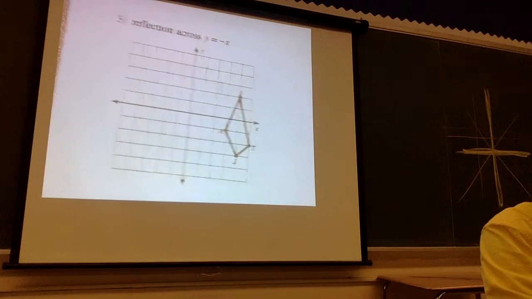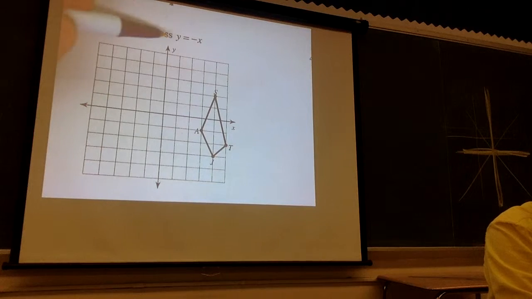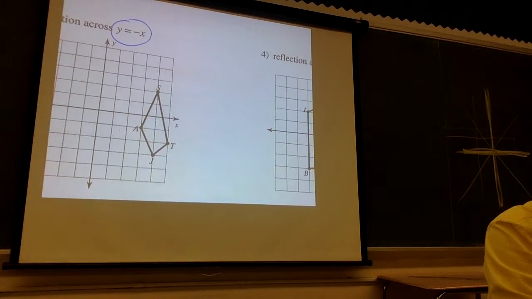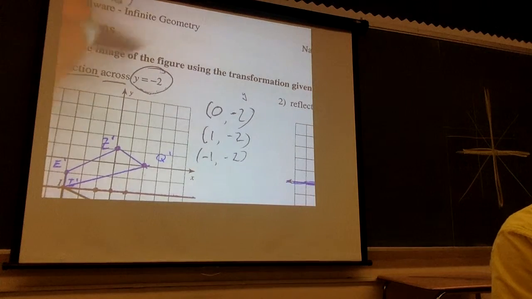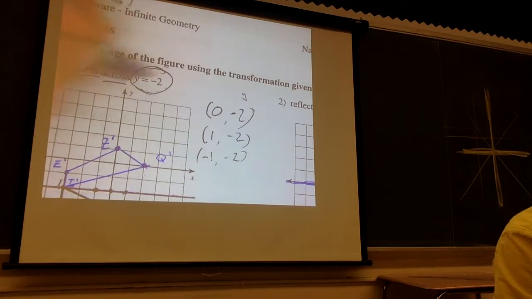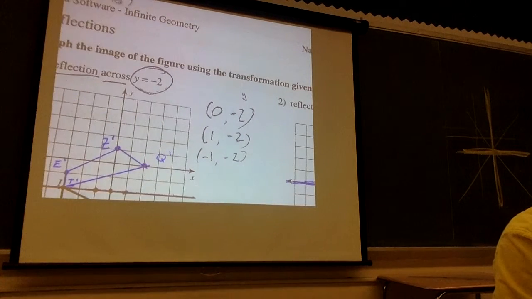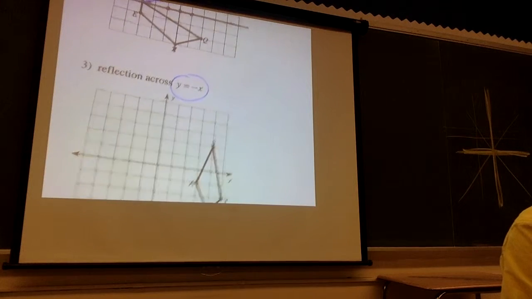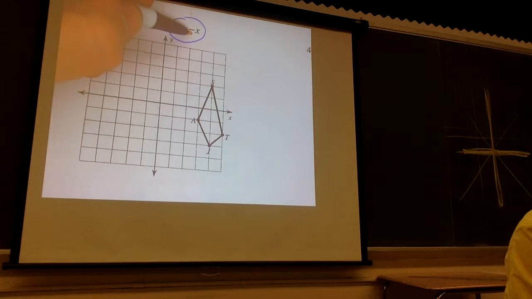Let's take a look at number 3. Reflect across the line y equals negative x. This line's a little bit more difficult, but it's not that hard. All this means, well, let's take a look back up here. All that this meant when I had the line y equals negative 2 just meant that my y coordinate always equals negative 2. So here, all this means is that my y coordinate is equal to the negative of my x coordinate.